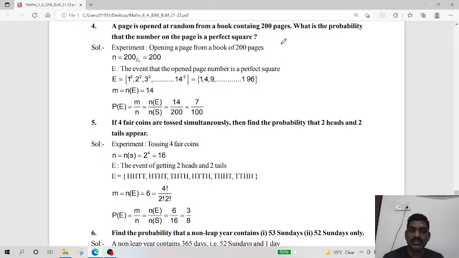Next, if 4 fair coins are tossed simultaneously, find the probability that 2 heads and 2 tails appear. Total number of outcomes is 2 power 4, because 4 coins are tossed. Then 2 heads and 2 tails should appear. That means taking 2 heads and 2 tails, all the possibilities we have to write, that all are 4 factorial, no?